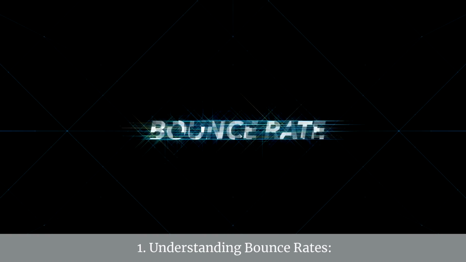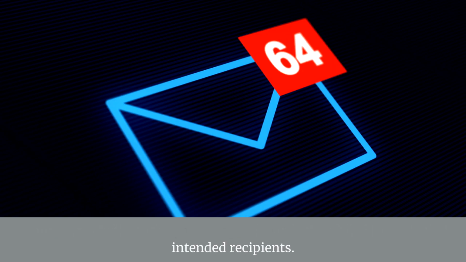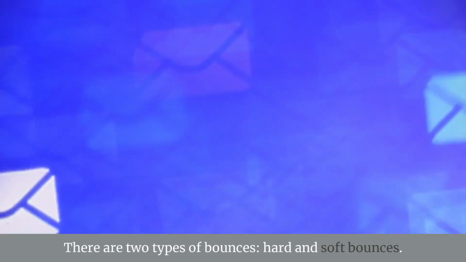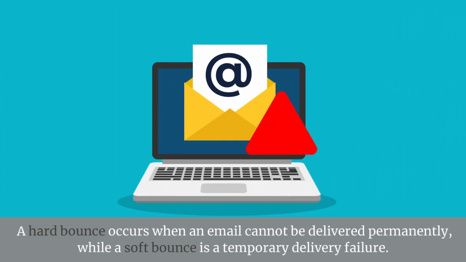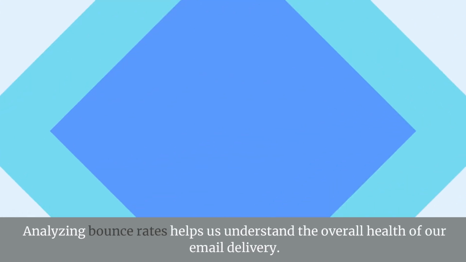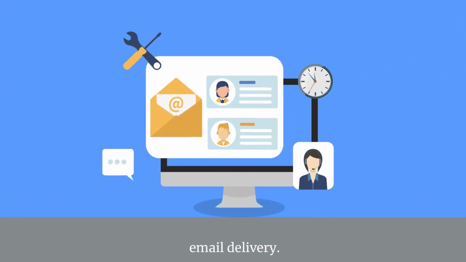1. Understanding bounce rates. Bounce rates indicate the percentage of emails that failed to reach their intended recipients. There are two types of bounces: hard and soft bounces. A hard bounce occurs when an email cannot be delivered permanently, while a soft bounce is a temporary delivery failure. Analyzing bounce rates helps us understand the overall health of our email delivery.